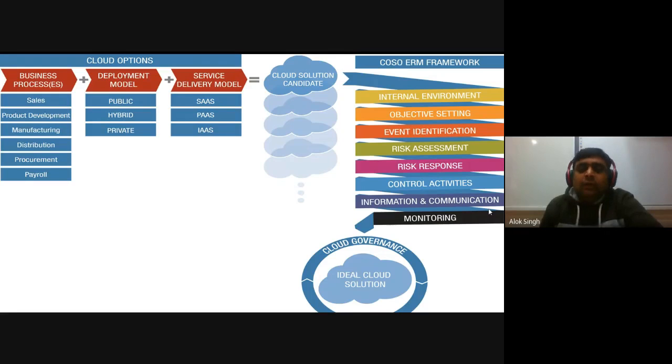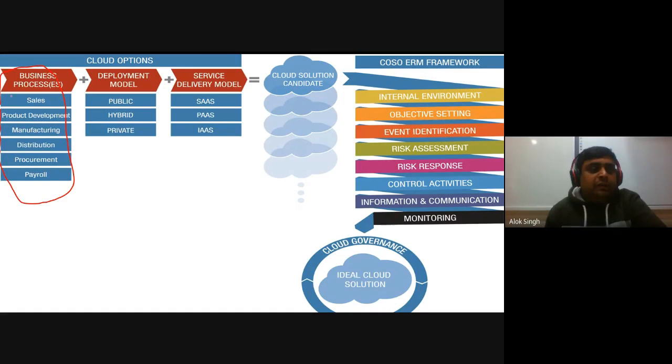So here is the COSO framework. First you should go for these cloud options. First you should identify what your business processes should be, what are the processes that you should map regarding this cloud deployment.